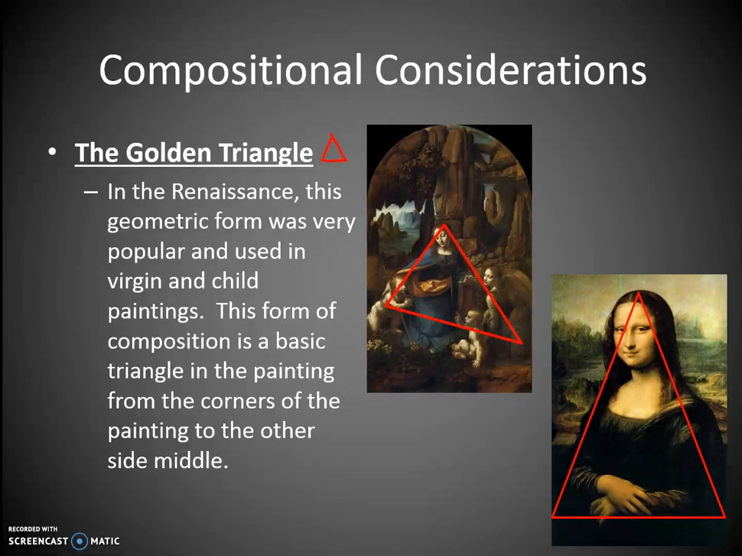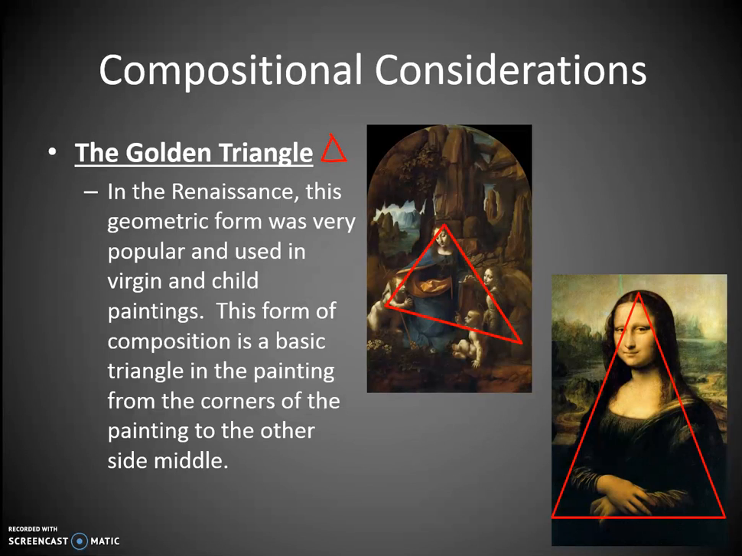So, the golden triangle is something that came up in the Renaissance. It's a very geometric form and was very popular and used specifically in a lot of Virgin and child paintings, which during the Renaissance there were many. A lot of the artwork done in the Renaissance was religiously based. One could say it even goes along with the Catholics' idea of the Holy Trinity.